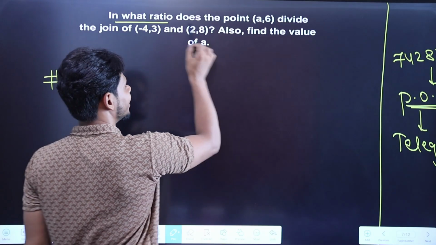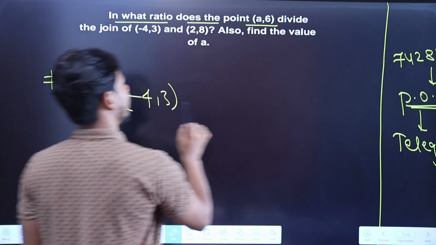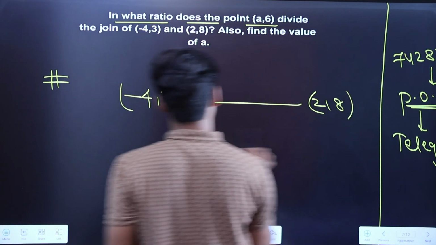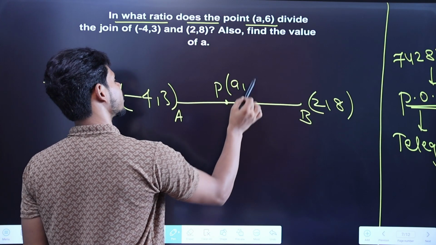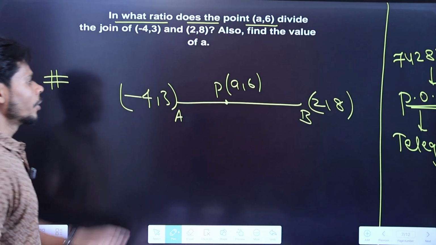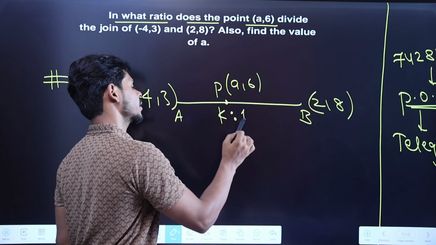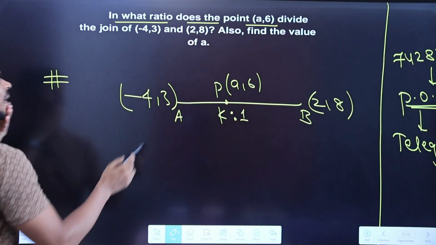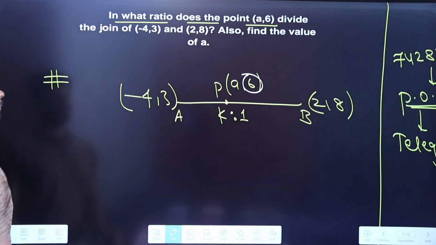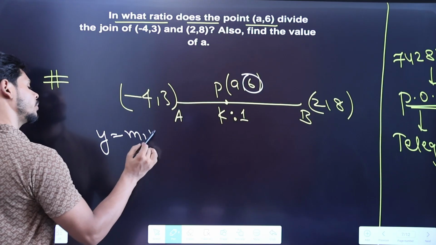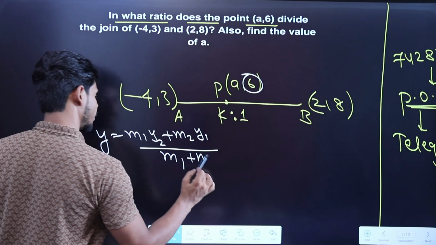In what ratio does the point divide the join of minus 4 comma 3 and 2 comma 8? So again, let's say this is A, this is B, and the dividing point is (a, 6) this time, right? So first of all we need to find the ratio. So again, let's take the ratio as k:1. And because this time we know the value of y, I am going to use the formula for y. So y will be equal to m1 y2 plus m2 y1 whole divided by m1 plus m2.